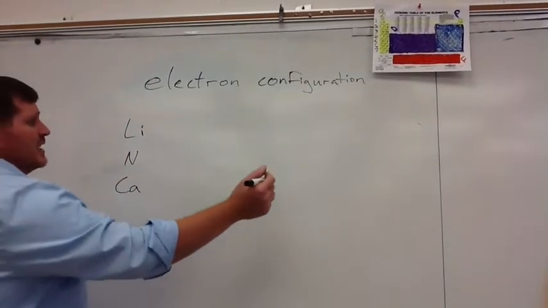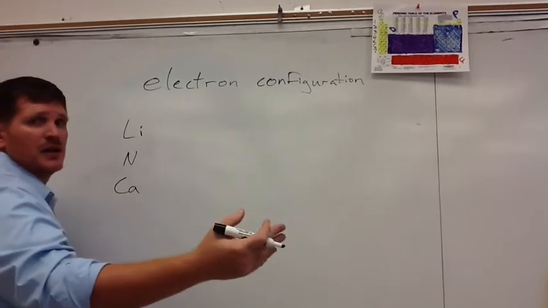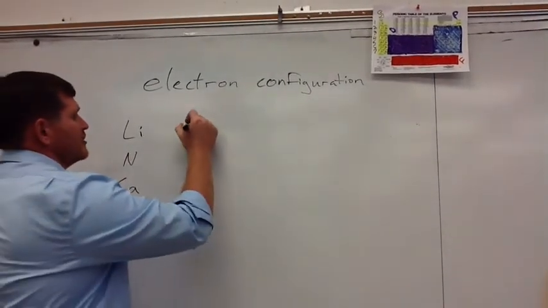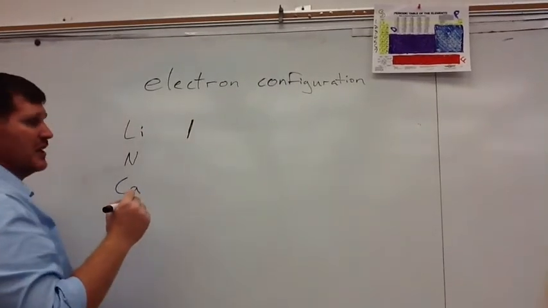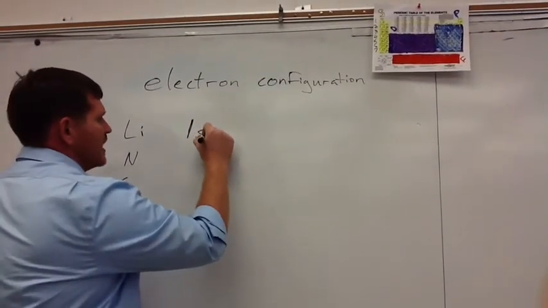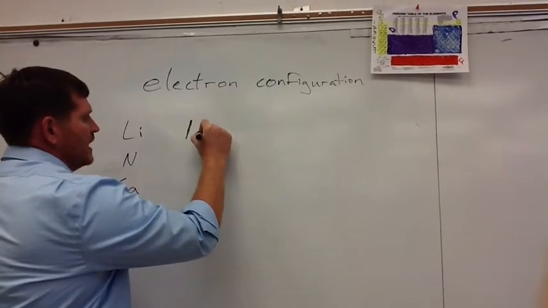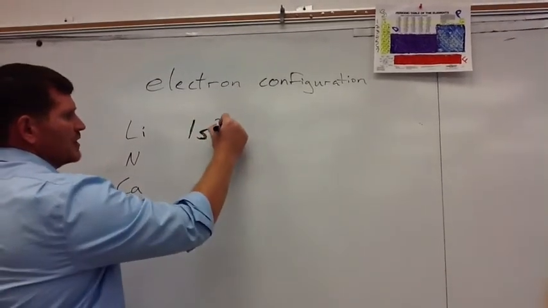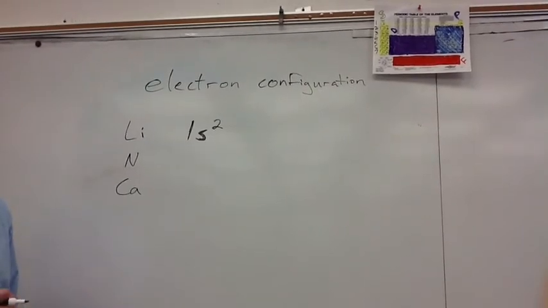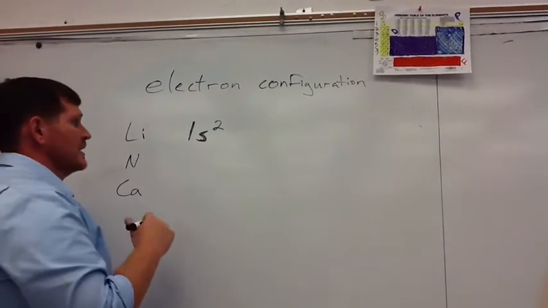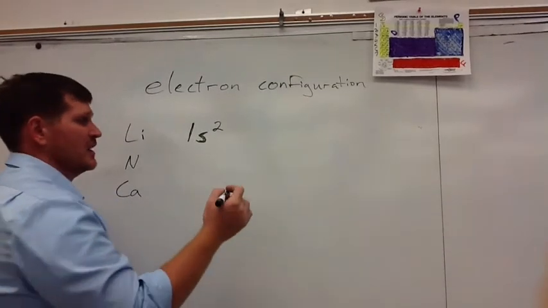In order to get to lithium, I have to pass through that first energy level. That first energy level only has s's. So it's a 1 because it's the first energy level. It passes through the s, and the s has a grand total of 2 electrons. So I refer to that as 1s2. That's my first energy level. It's done. To get to lithium, I have to go to the second energy level.